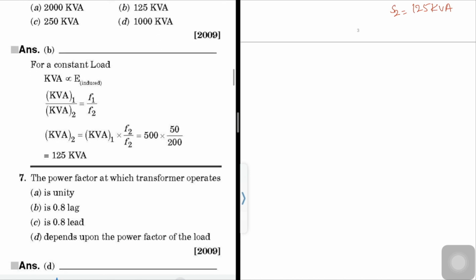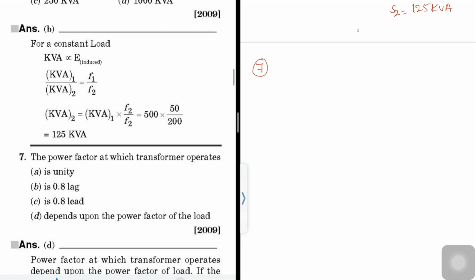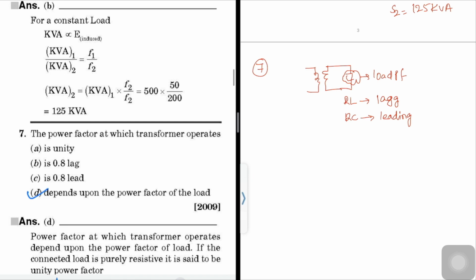Now let's go to the seventh. The power factor at which the transformer operates: generally the transformer is connected to a load, right? Based on the load power factor, if we connect a resistive load, it will operate at unity power factor. If we connect an RL load, it will operate at lagging power factor. If you connect an RC load, it operates at leading power factor. So based on the type of load, the power factor of the transformer will vary. So the answer will be D.